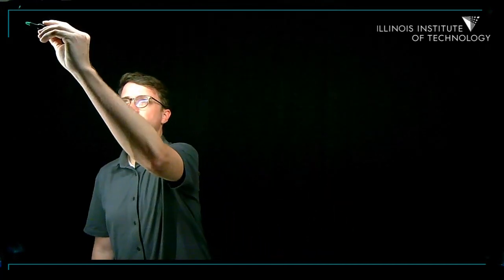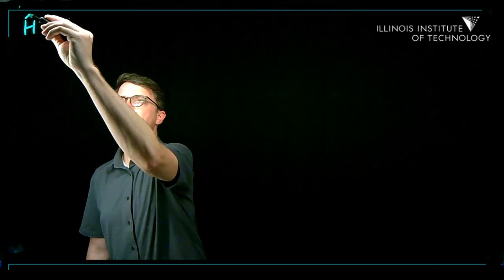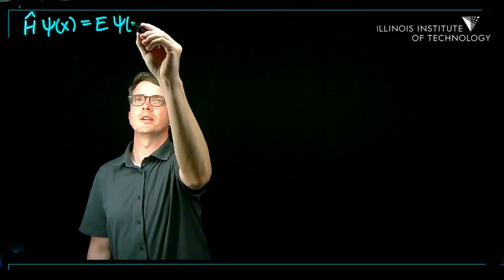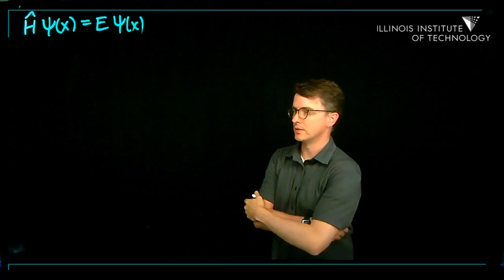Hello everyone. In this pre-lecture we're going to solve the time-independent Schrodinger equation for the first time. We've been working on solving the full Schrodinger equation, and we've developed the time-independent Schrodinger equation, H hat psi of x is equal to E psi of x.